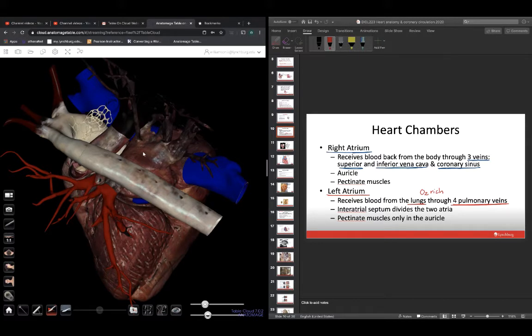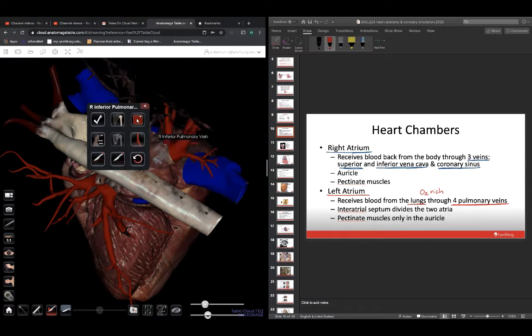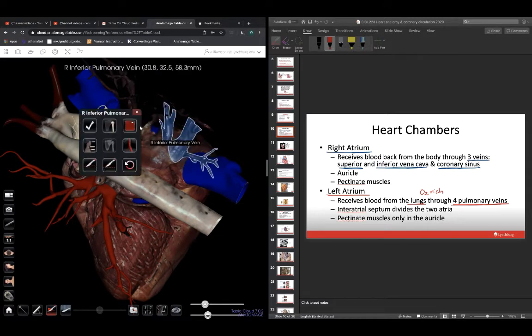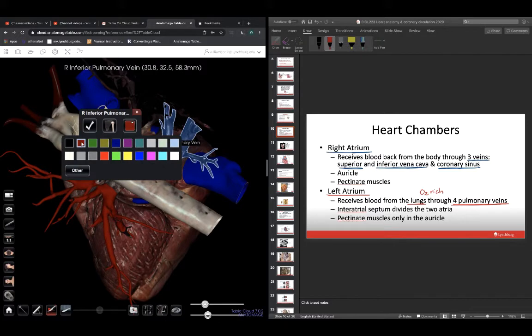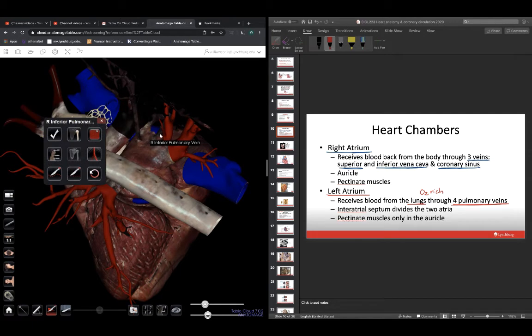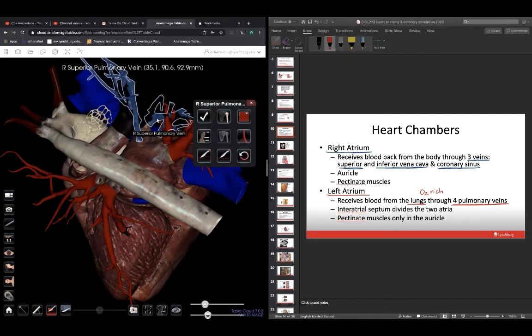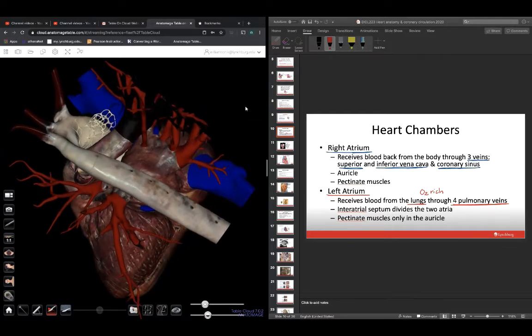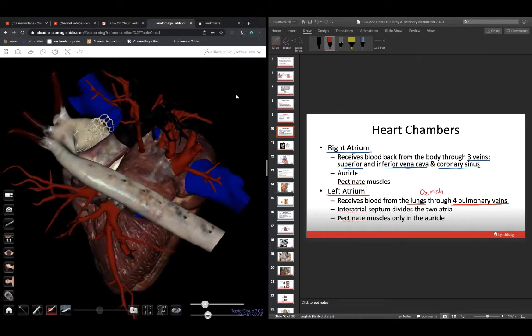Now, if we look at the right side of the atrium, we've got right pulmonary veins. So here's an inferior pulmonary vein, and then if we go superior to that, we're going to have the superior pulmonary vein. So this is a posterior view, and we're going to see left and right pulmonary veins draining into that left atrium.